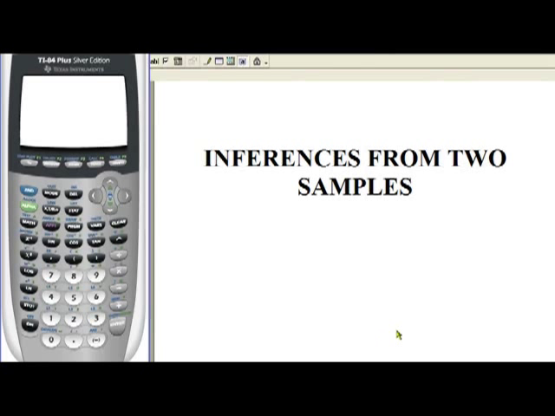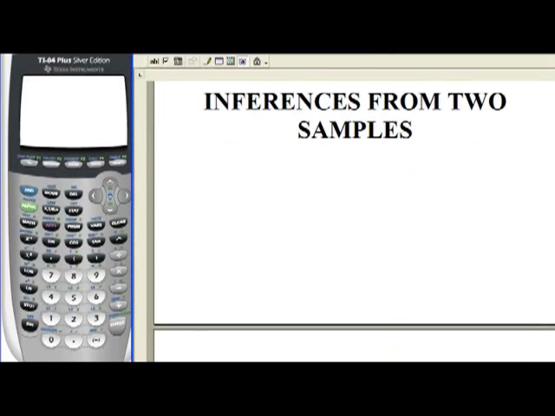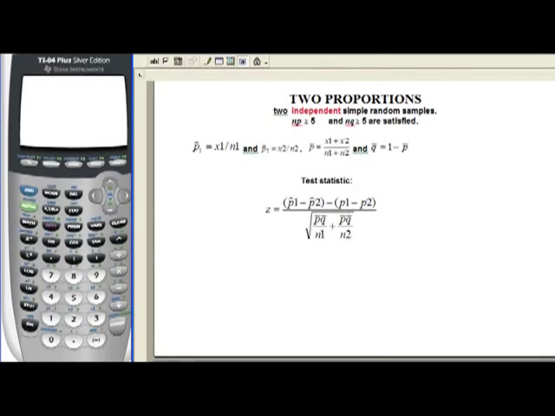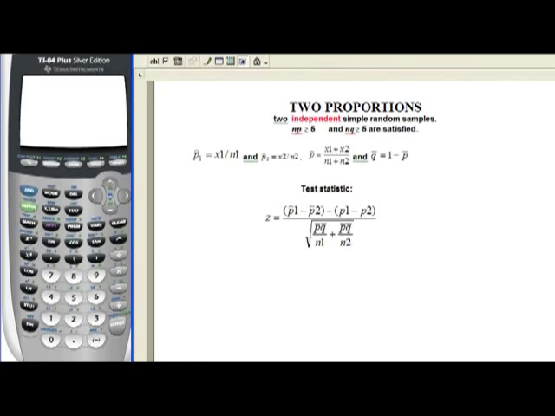Today we'll talk about inferences from two samples. If we want to compare two independent simple random samples with these conditions, and we want to find out whether or not their proportions are different or equal or greater or less than each other, we have to use this test statistic and plug in all these formulae and compare them with respect to the z-critical.